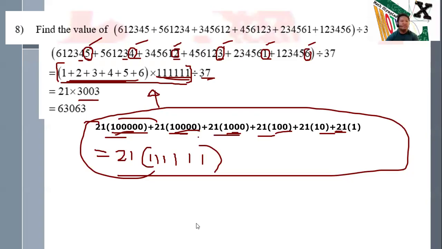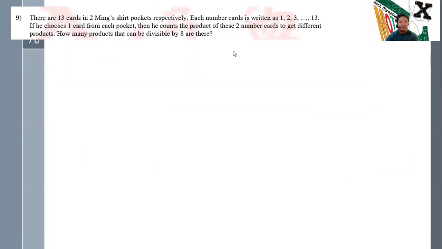Right now, let's move forward to question number 9, so that we can finish this by 10 o'clock. There are 13 cards in 2 shirt pockets, each numbered 1 to 13. If he chooses one card from each pocket, then he computes the product of these 2 number cards to get the different products. How many products can be divisible by 8?